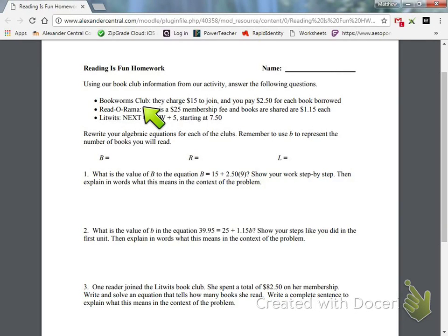So how do we write an equation for these right up here? What do we do? Let's start here. Bookworms Club. Charge $15 to join, and you pay $2.50 for each book borrowed. So what does that look like?